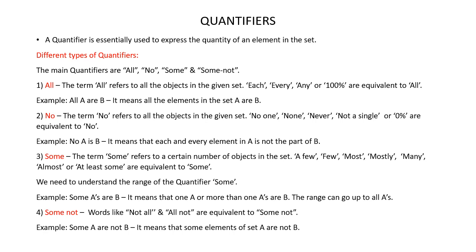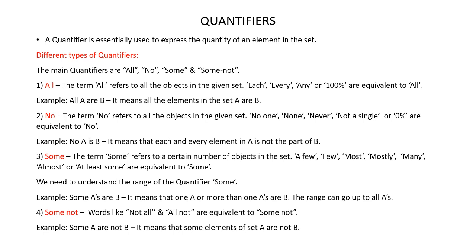Now we need to understand the range of the quantifier "some". Some is a very unique quantifier. Its range starts from 1 to all. For example, some A's are B. This means that 1 A is B, or it can mean that 10 A's are B, or 50 A's are B, or 70 A's are B. This range can go up to all A's are B.